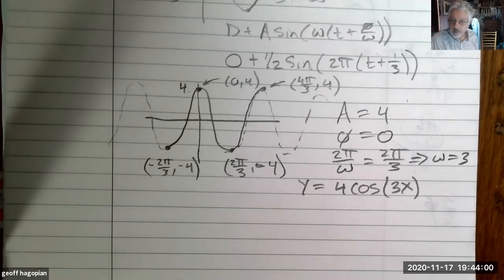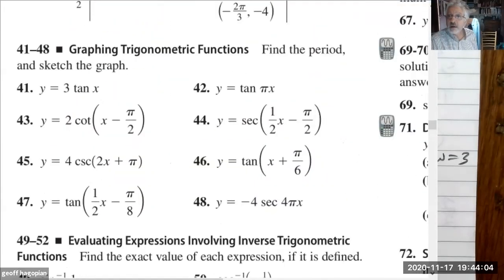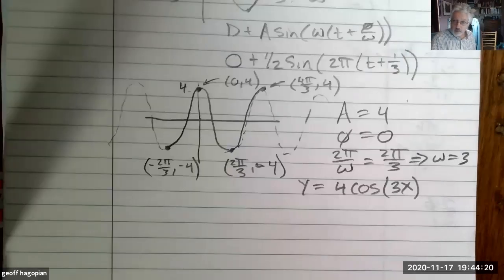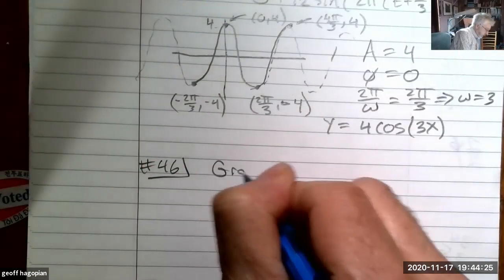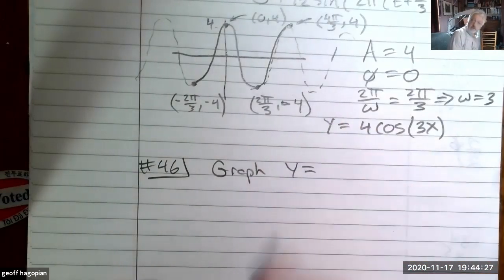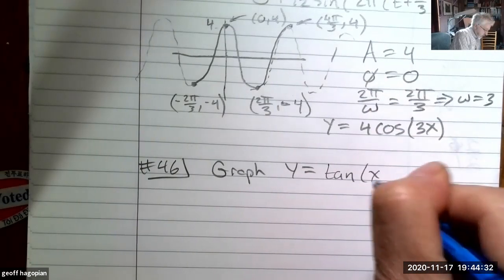Okay. So moving back to the book, we have graphing trigonometric functions. So yeah, I could be prepared for any one of these. How about 46? It's a tangent function. And maybe do 48 as well. So let's do 46, where they want us to graph y equals tangent of x plus pi over 6.